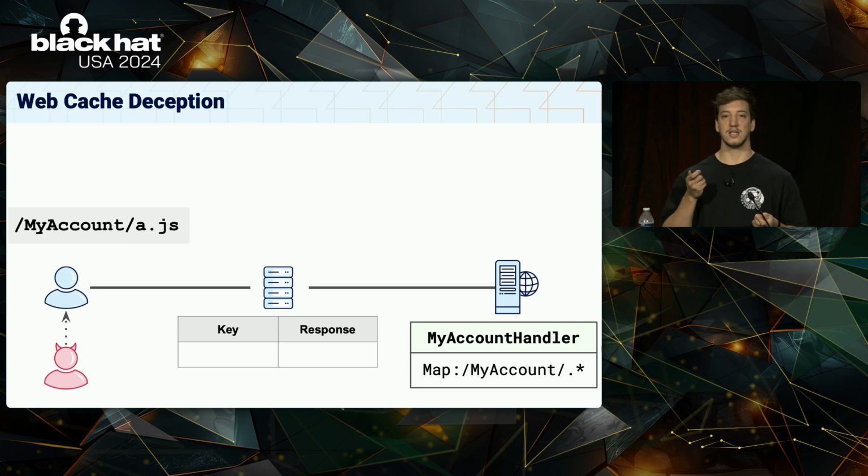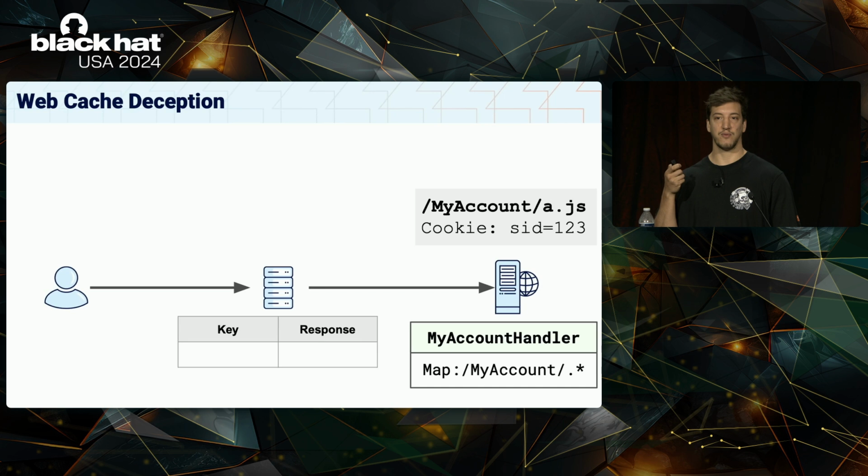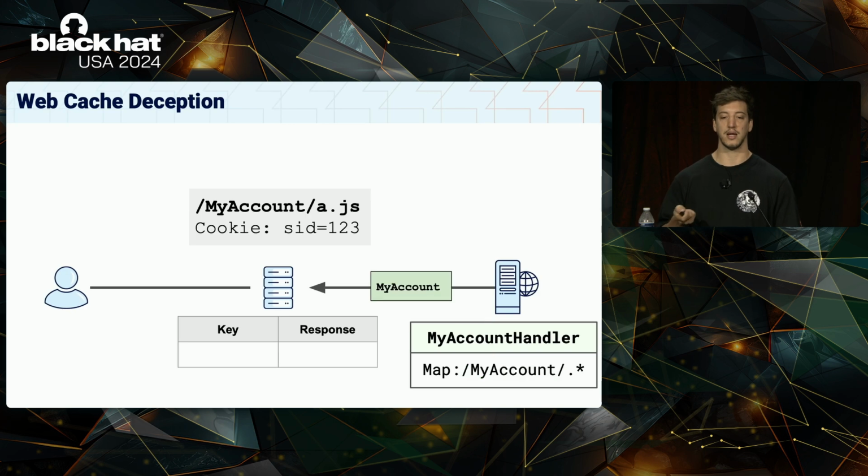And we were going to use the path that is my account, but also a parameter that is called a.js. So when this is forwarded to the origin server using the cookies of the victim, the origin server is just going to look for the first part, which is my account, and the rest is going to be considered as a parameter, so it will return the response containing all the secret information.